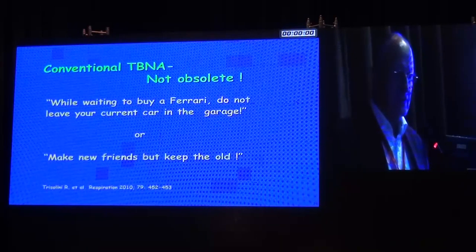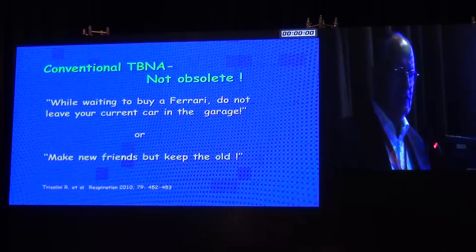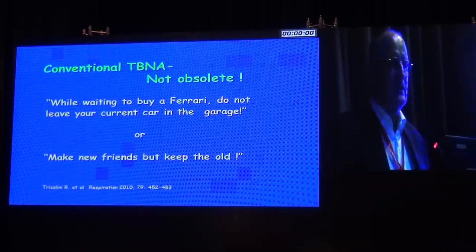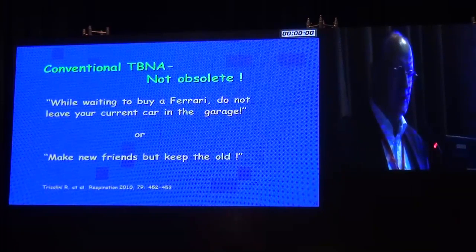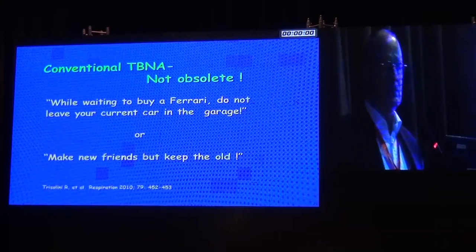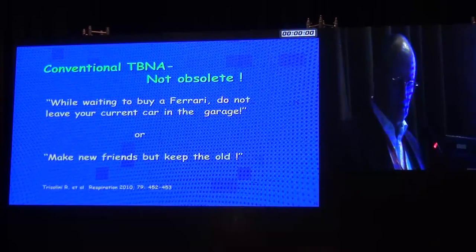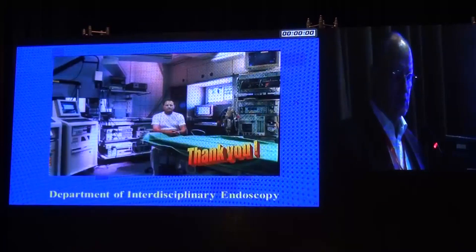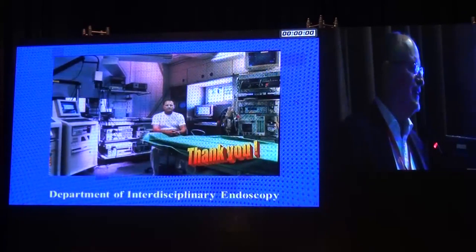And this is what I like to say: you can leave your car in the car park and wait until you have a Ferrari, but as long as you don't have all these advanced technologies, it's still worthwhile to do bronchoscopy under fluoroscopy. And with this, I thank you for your attention.